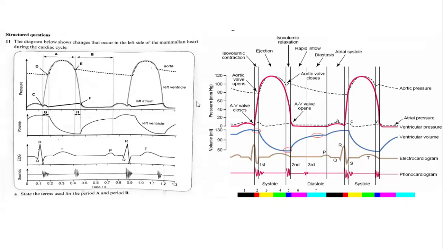Okay, good. All right, so let's do it step by step. What do y'all have for C? C is going to be what? C is the closing of the aortic valve.